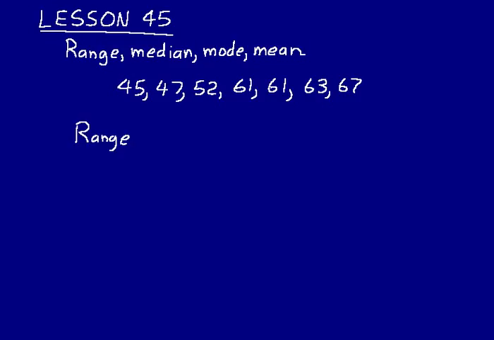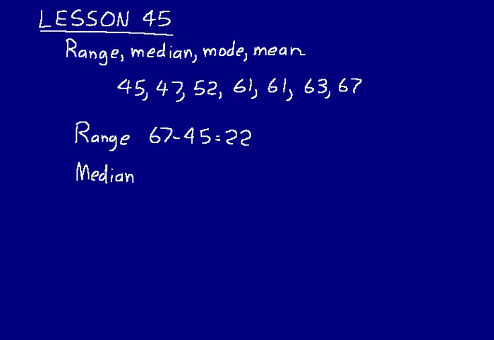Now range, all that is the difference between the lowest number and the highest number. So the range in this set of numbers, that would just be 67 minus 45 is equal to 22. So that would be the range for that set of numbers, is 22.